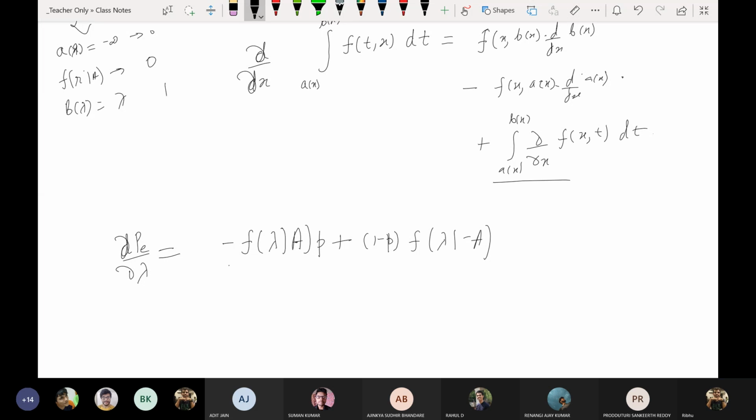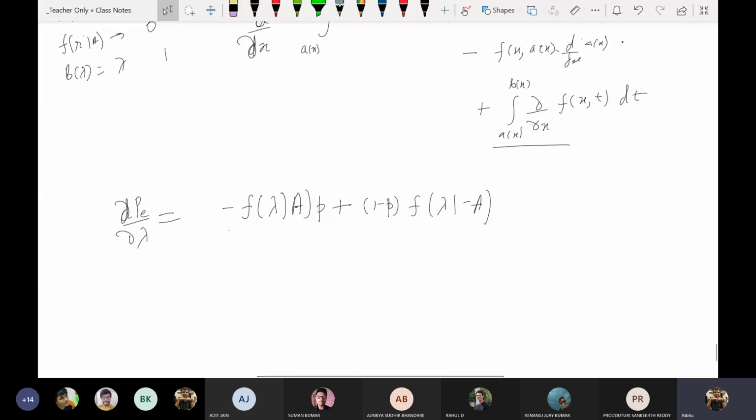Rahul, Adit, you agree with this? Yes, sir. So great. So this has to be 0. Or p f lambda given a equals 1 minus p f lambda given minus a. Fine.